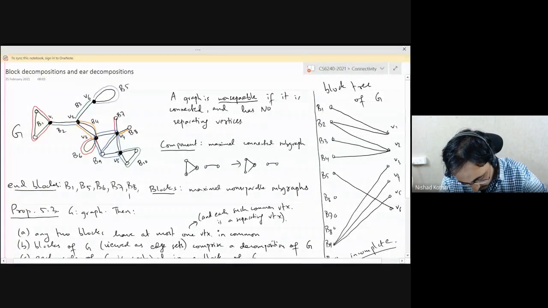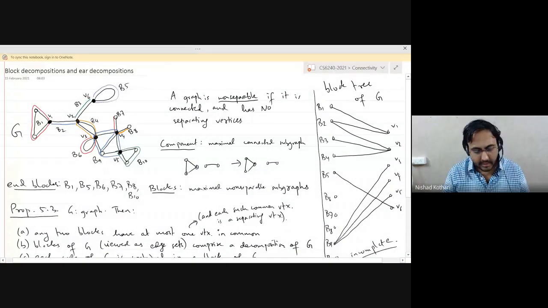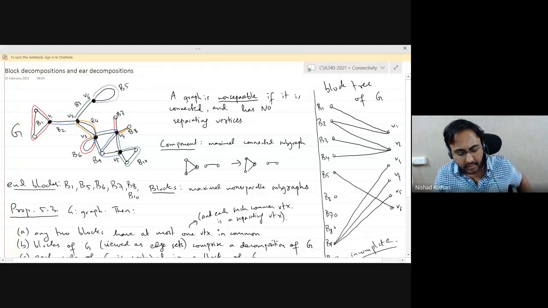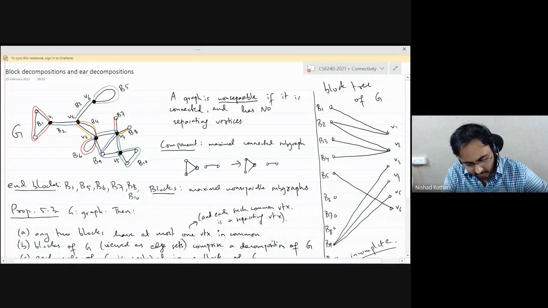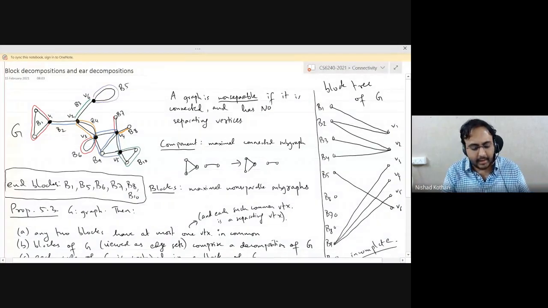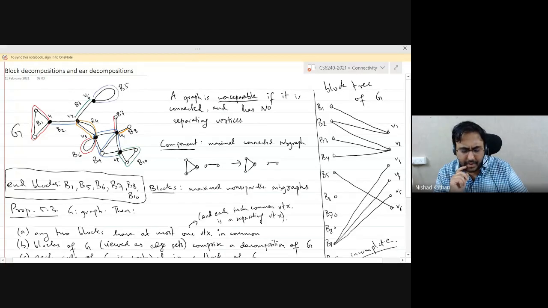Does everybody agree with that? Does anybody see another end block that has not been named yet? Right. So these are all of the end blocks. These are all of the blocks that contain exactly one separating vertex, which is why they are going to be leaves in the corresponding block tree. A leaf is a vertex of degree 1 in a tree. Good.